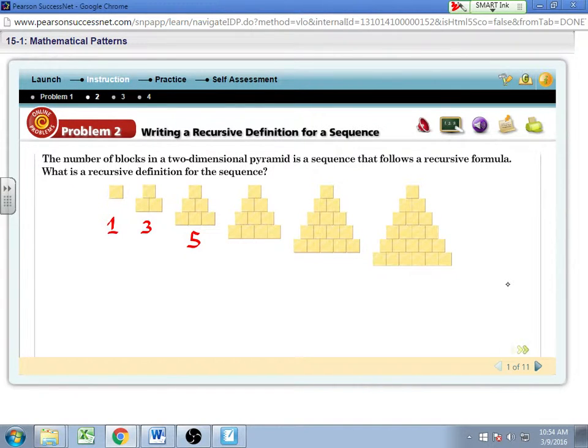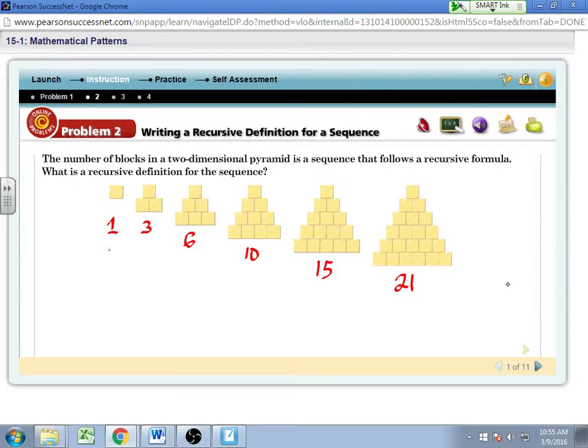How many are in this pyramid? 6, 10. How many are here? 10, because we add 4 more on the bottom. 15, because we had 5 on the bottom. 21, because we had 6 on the bottom. So does this look like it's going to be linear? No, because my change is not consistent.